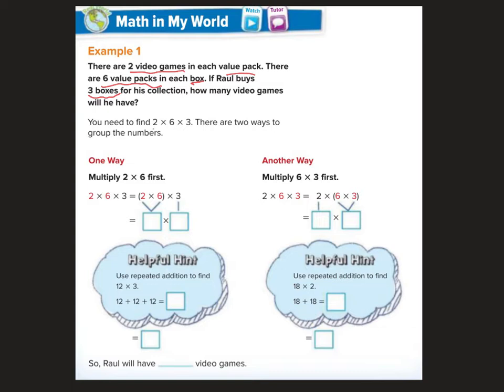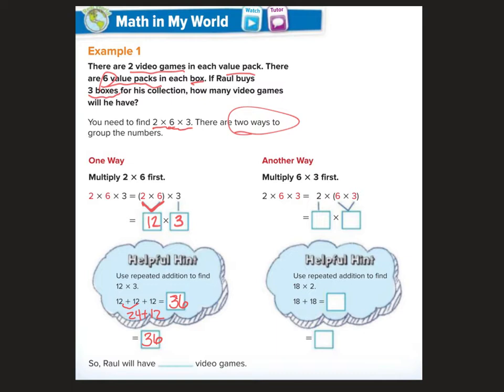So in order to solve this, we need to find 2 times 6, because we know that there are 2 video games in each value pack, but he has 6 value packs. And then I need to do that times the 3 boxes. So there are 2 ways to group the numbers. First off, I could do 2 times 6 first and get 12. Then I bring down my 3. 12 times 3. Helpful hint, use repeated addition to find 12 times 3. So 2 12s are 24. 24 plus 12 is 36. So my answer is 36.